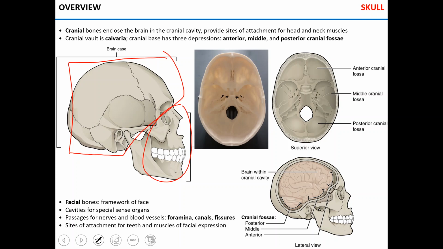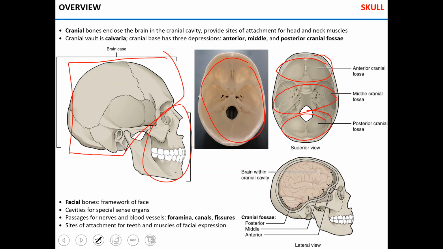The vault where the brain is located is called a calvaria. And you can see that the cranium base, basically the part of the skull that supports the brain from the bottom, has three depressions, three fossae: anterior, middle, and posterior cranial fossa.